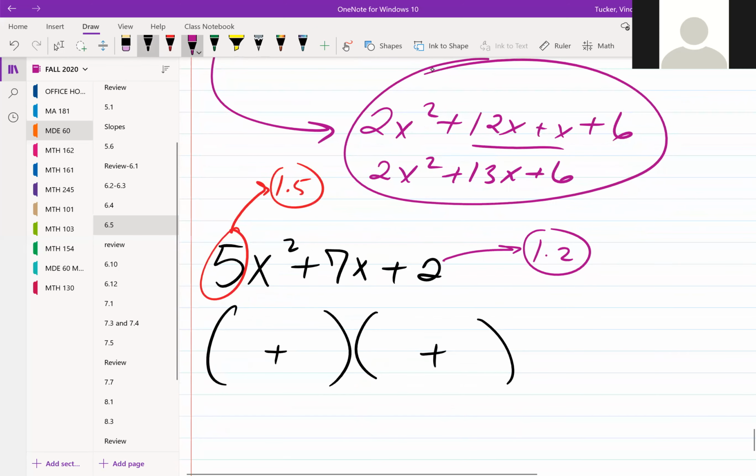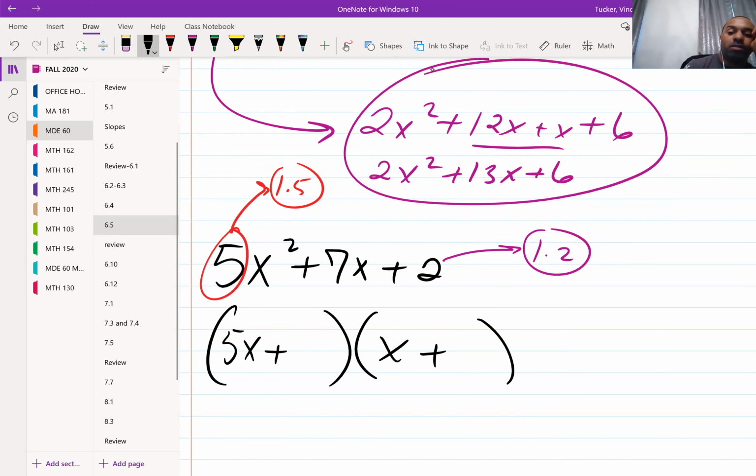So you would put your x's in their parentheses, right? 5x and x? Yeah. Yep. And now you have the choice of doing 1 and 2 or 2 and 1. But remember, our goal is to get 7x in the middle. And you always want to remember the foiling process. So you got to go this times this, which will give me my 5x squared. That times that, this times this, and this times this.